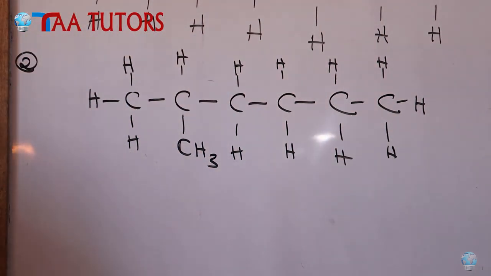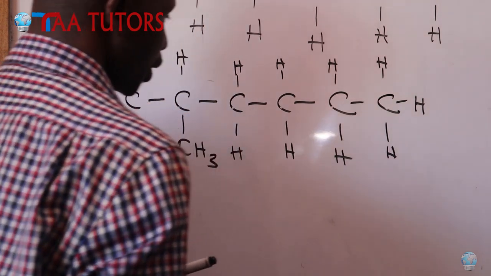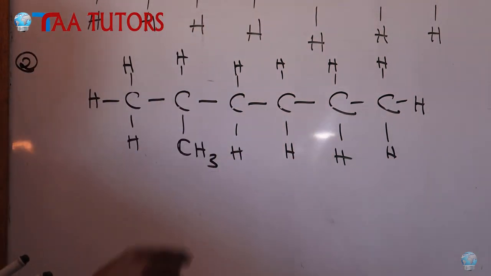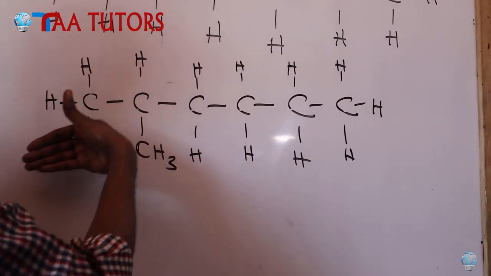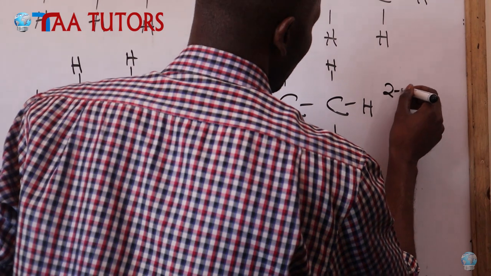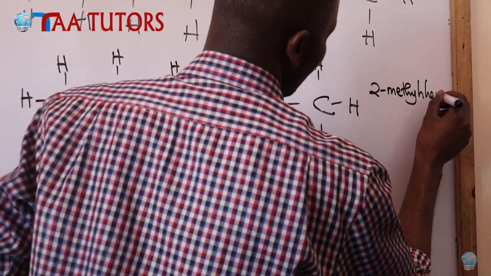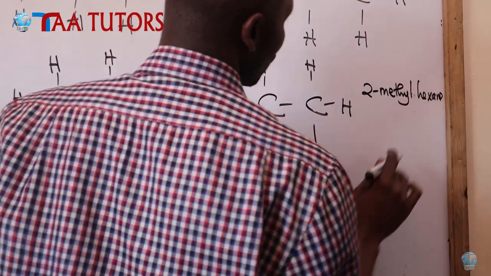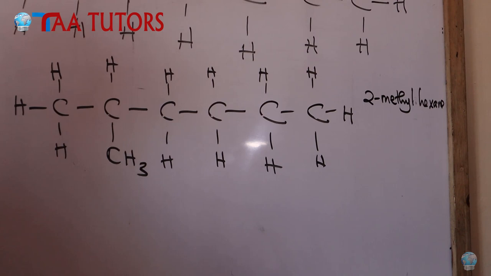Good. So this compound here, it has 1, 2, 3, 4, 5, 6. So 6 meaning the parent name is hexane. The branch is on the second from here because from the other side it will be 5. So it is 2-methylhexane. 2-methylhexane, that's the name. Now, that's an isomer. We are finished with that.